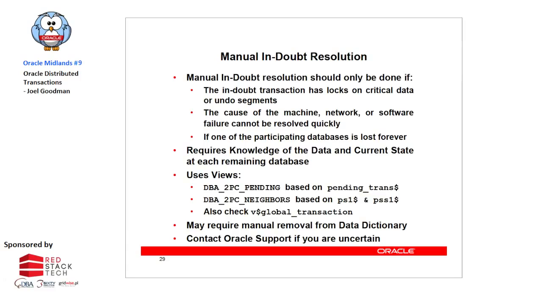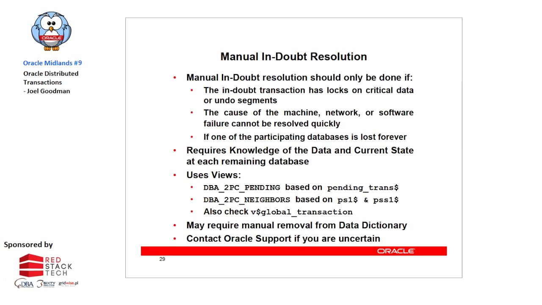So the views that we have are DBA2PC pending, which is built on the pending trans$ base table, and the neighbors view, based on two other tables. And there's also a V$GLOBAL_TRANSACTION view, which was a later view that came in, I think in Oracle 9 or 10, something like this. And if you're uncertain what to do and you're worried, then since this is not an everyday occurrence, perhaps, if it is, you've got real problems, then you might want to contact support, and then, well, I don't know, it's probably not an everyday occurrence for them either.